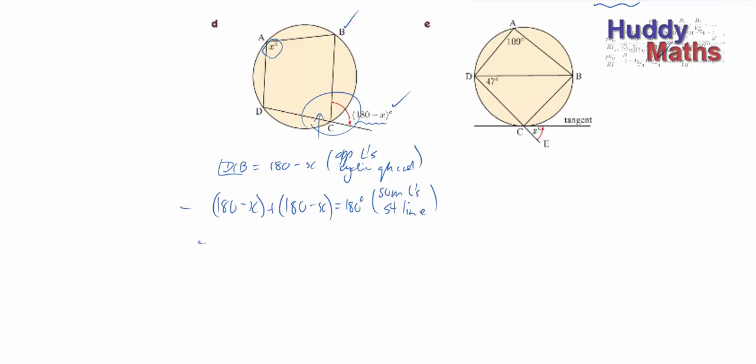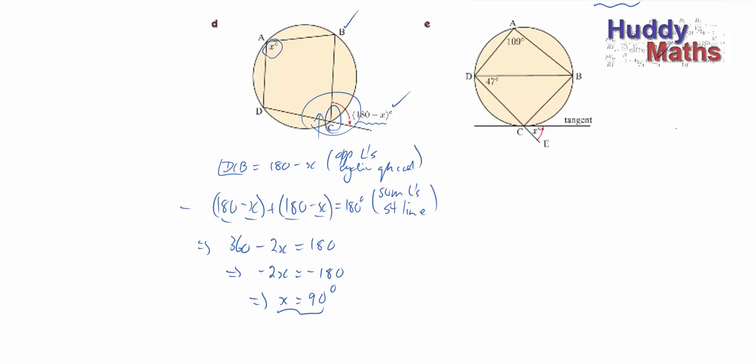Okay, so now this implies adding the 180s, 360 take 2x equals 180. So subtracting 360 from both sides, negative 2x equals negative 180, which implies x equals 90 degrees. Okay, and so that should have looked like a 90 degrees up there. Okay, so you get the idea. Let's do this one now. So make sure you've had a go first.